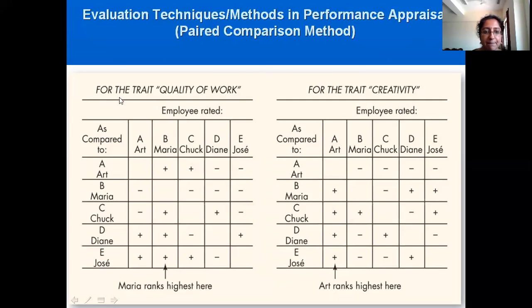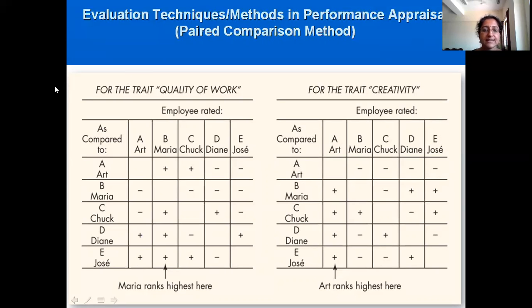If I'm rating an employee for the trait of quality of work, this horizontal axis talks about the employee who is rated. I want to give a rating to Art. I want to give a rating to Maria, Chuck, Diane, and Jones. When I'm giving the rating to each of these employees, I will give the rating comparing them with another employee. So I'm comparing Art with Art. This will not be applicable. Comparing Art with Maria. Art is compared with Maria.